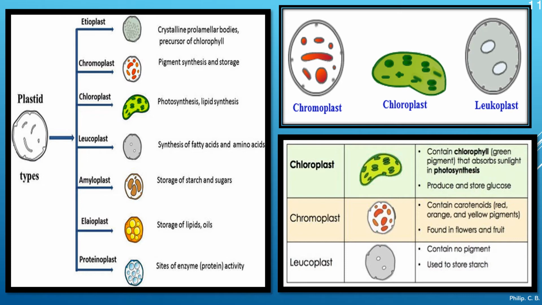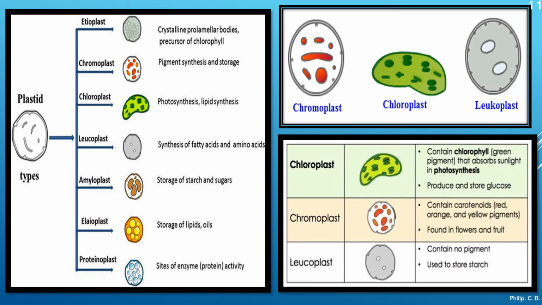So you can see the plastid: etioplast, crystalline prolamellar bodies; then chromoplast, pigment synthesis and storage; chloroplast, photosynthesis, which we already learned; leucoplast, synthesis of fatty acids and amino acids; amyloplast, storage of starch and sugar; elaioplast, storage of lipids and oils; and proteinoplast, sites for enzyme or protein activity. So these 7 types are there, and you can see their images and what main function they carry out, right?